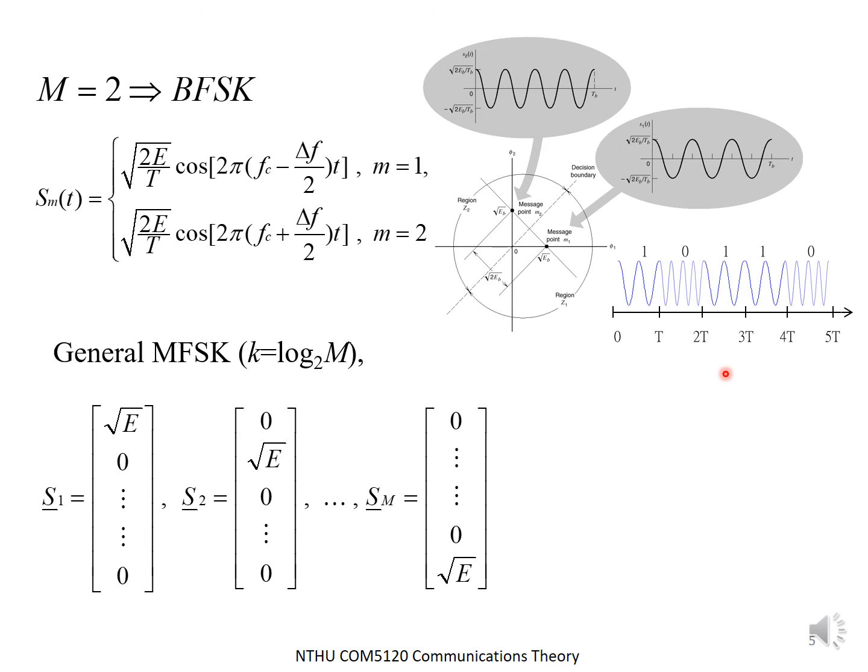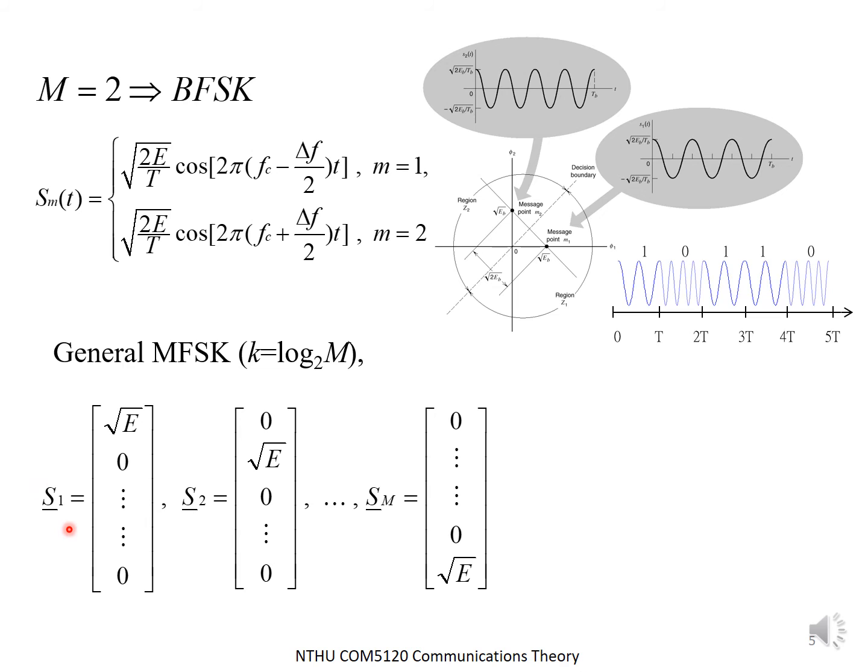Okay, in general, we could have M different carrier frequencies, and therefore we have an M-dimensional signal space. Each carrier frequency, or each symbol, would represent k bits, where k equals log2 M, and each symbol transmission waveform would be represented by an M-dimensional vector.